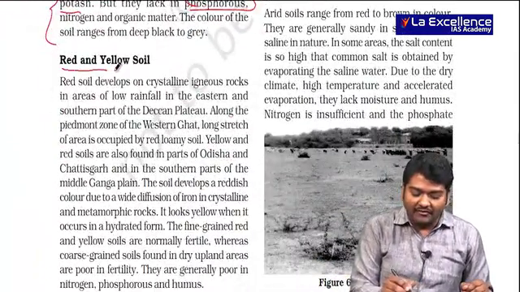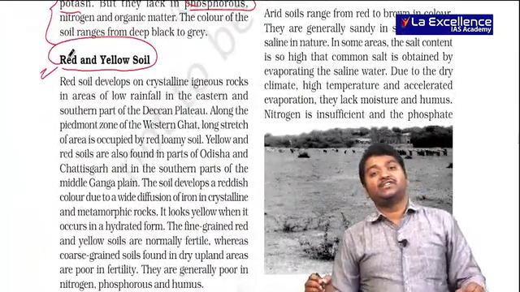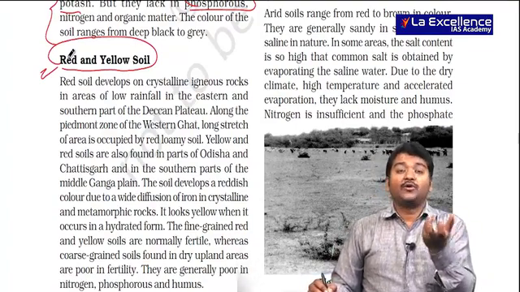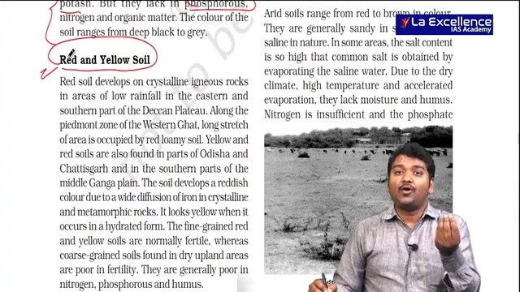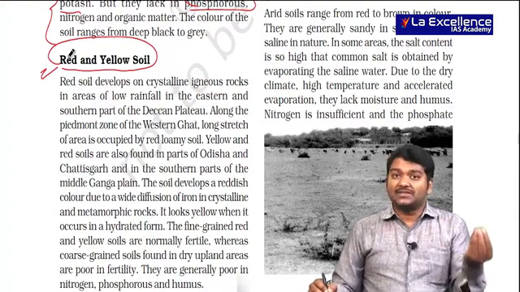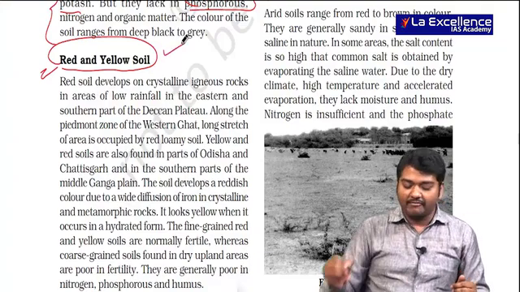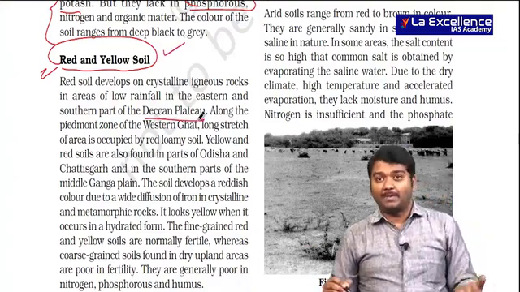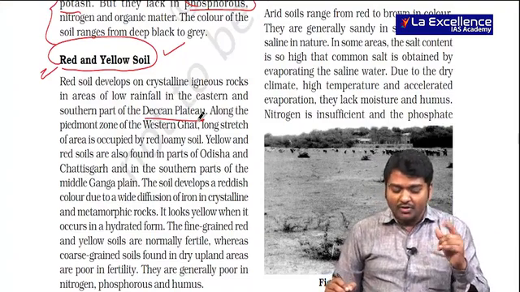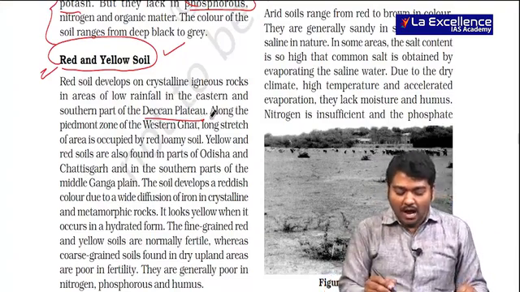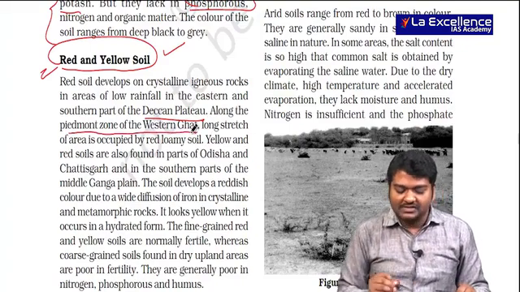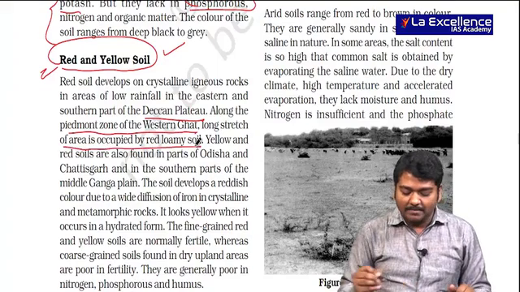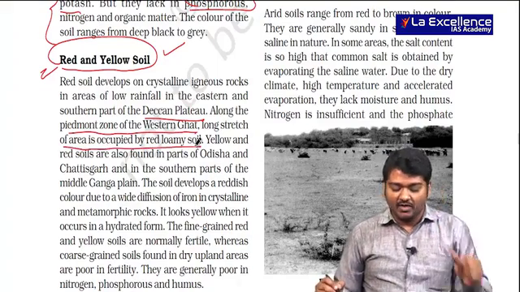And then we have red and yellow soil. Please try to remember, wherever you have iron ore, whenever iron ore rusts, usually you get yellow or red color. On the basis of this, we usually identify red soils. So usually in the southern part of the Deccan Plateau, where iron ore is present more, you have red soil. Along the Piedmont zone of the Western Ghats, that is near the mountains, a long stretch of area is occupied by red loamy soil. It is a mixture of everything.